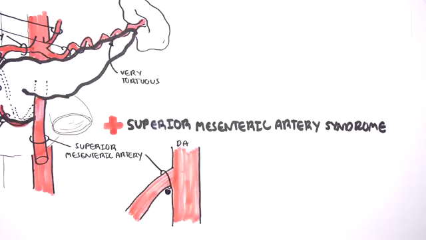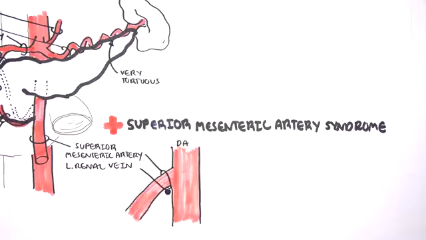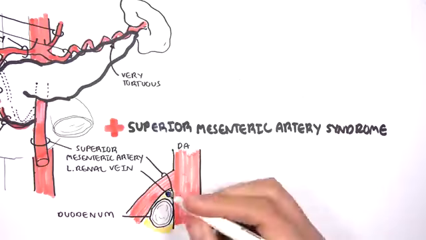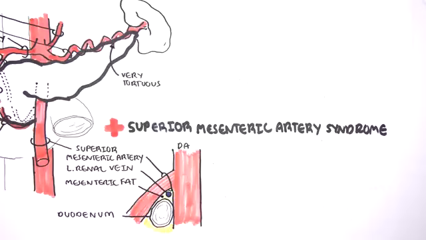Right under the superior mesenteric artery here is actually the left renal vein as well. And then below this is the duodenum. Surrounding all these structures is mesenteric fat, which is really important in maintaining everything where it is. You can say it protects the superior mesenteric artery and the duodenum.